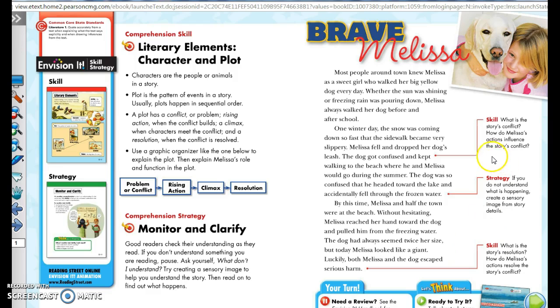So now let's take a look at the skill sections. What is the story's conflict? We know conflict is problem because of the definition that came earlier. How do Melissa's actions influence the story's conflict? So now think for a second. What's the problem in the story?